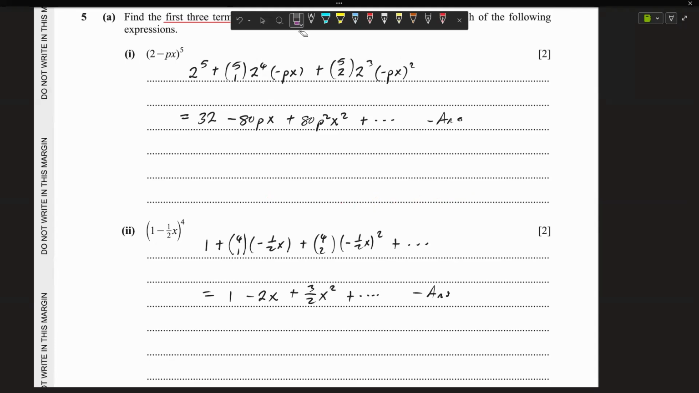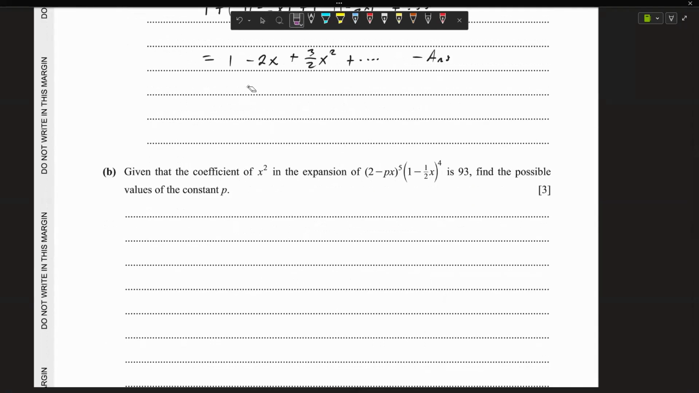All right, let's go on to part B now, which says, given that the coefficient of x squared in the expansion of this is 93, find the possible values of the constant p. Okay, let's look at that. So we are expanding 2 minus px to the power of 5 times 1 minus a half of x to the power of 4.